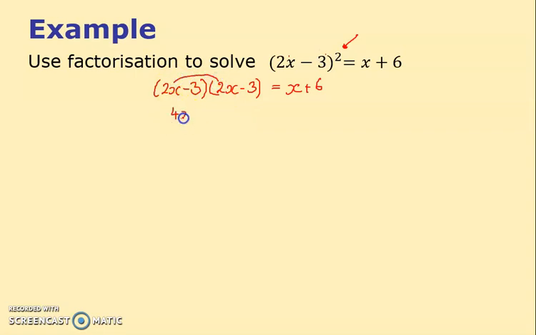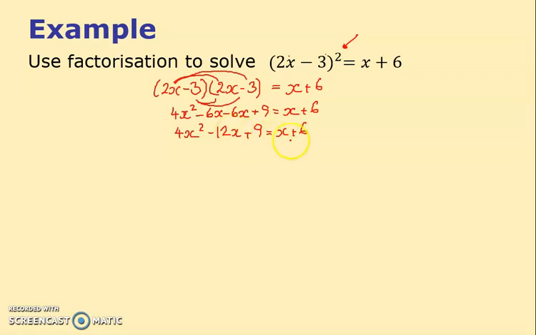So 2x times 2x is 4x squared. 2x times minus 3 is minus 6x. And it's these two terms, that minus 6x, and this is another minus 6x. They're the terms everyone always forgets. Minus 3 times minus 3, be a bit careful, it's plus 9, equals x plus 6. Next line, what we're going to do, we'll tidy these two up. 4x squared minus 12x plus 9 equals x plus 6.